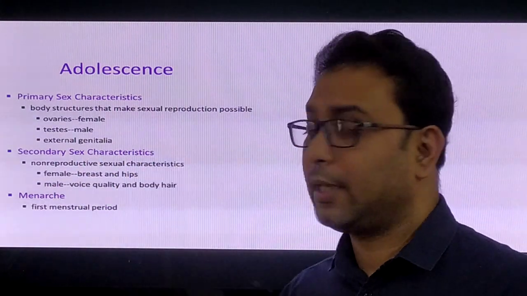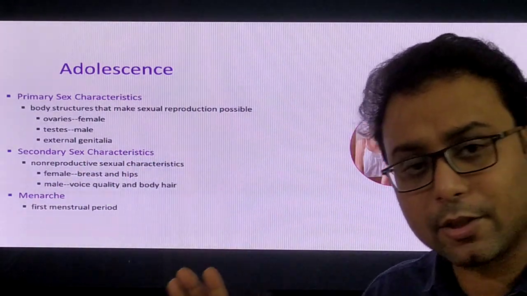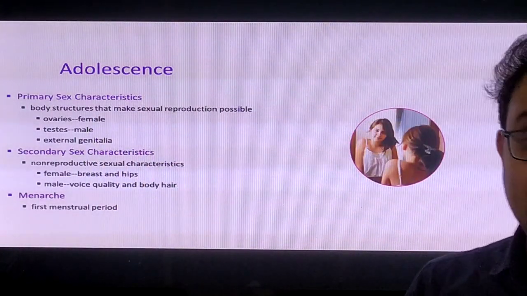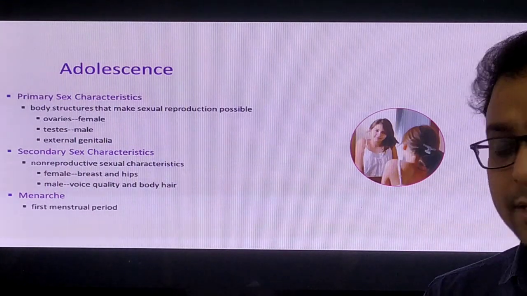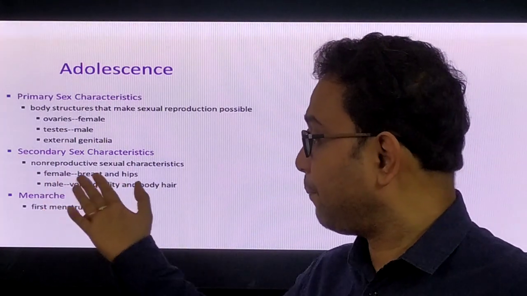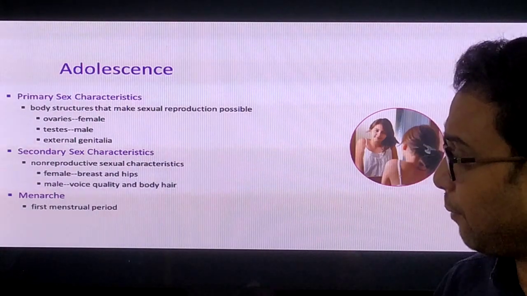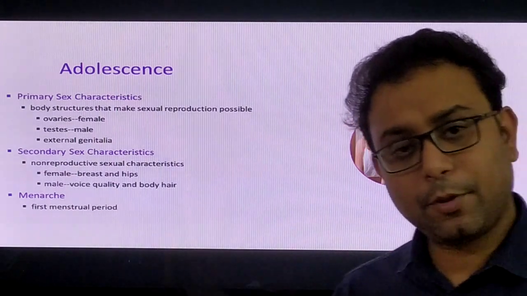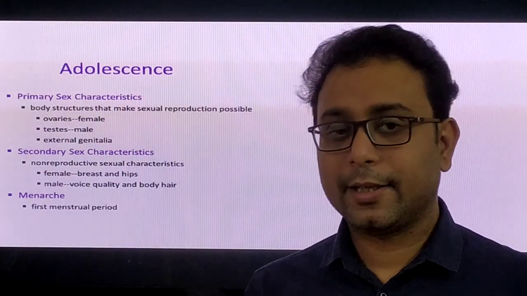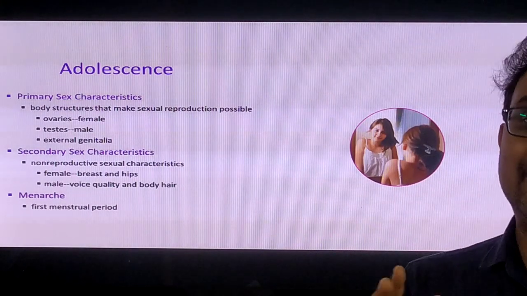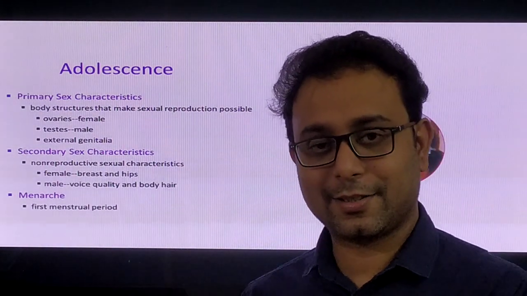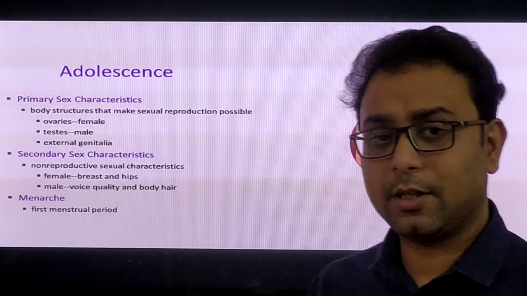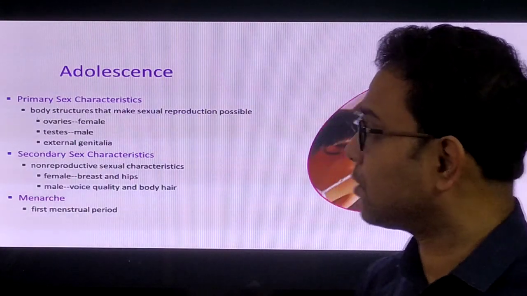And the external genitalia also develop at that particular age. This is the primary sex characteristics. But secondary sexual characteristics, like in the female, are breast and hip development. On the other hand, in males, the body quality and body hair develop after puberty. In the adolescent stage, these are called the secondary sexual characters, right? So this is the most important information, the introduction about the reproductive system.